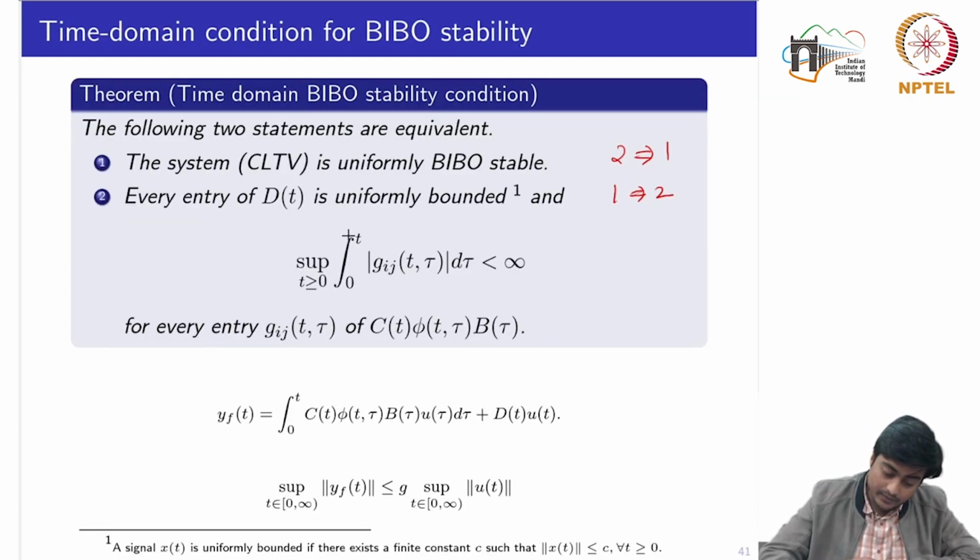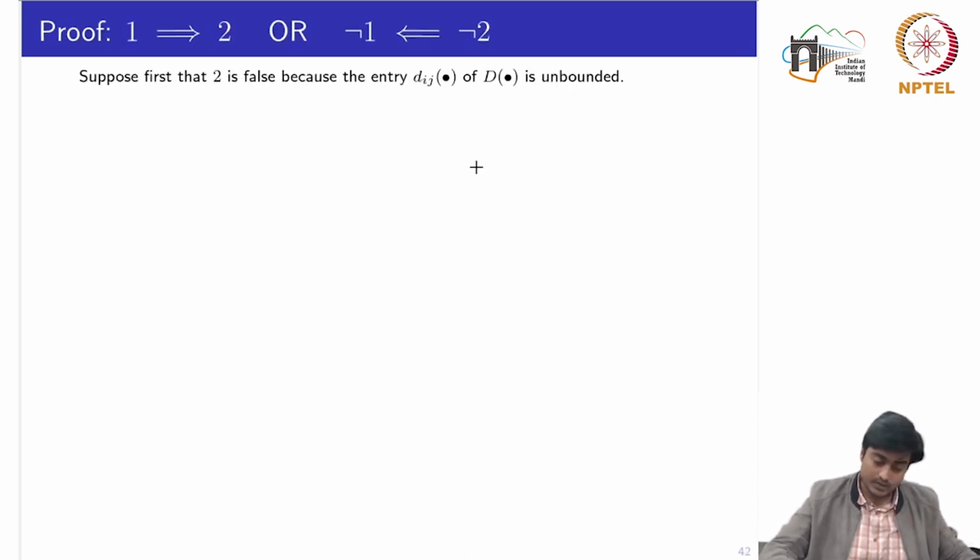So here we have two parts to prove. First, that every entry of d of t is uniformly bounded. Secondly, that this condition is satisfied. First we will see the proof that if some entry of d of t is not uniformly bounded, then the system is not uniformly BIBO stable. The second part of the proof says that if this condition is not satisfied, then the system is not uniformly BIBO stable. Okay. So let's see.